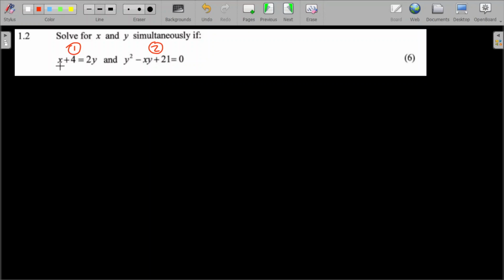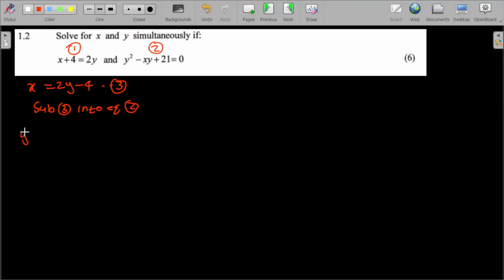From here, I can see that my x has a coefficient of 1, so I can make x the subject of the formula. So it's going to be x is equal to 2y minus 4, and this is going to be my equation number 3. From here, I can substitute equation number 3 into equation number 2.